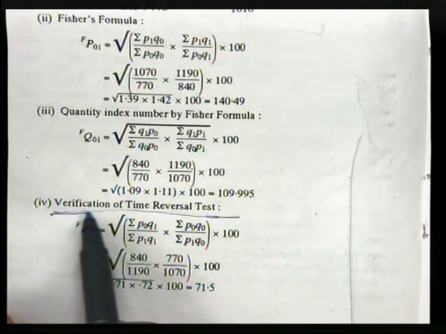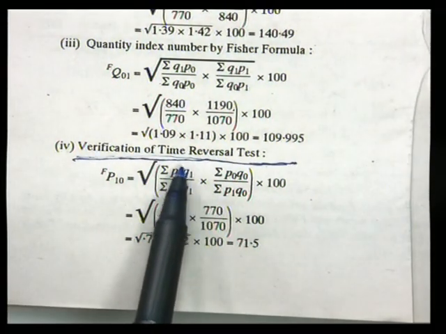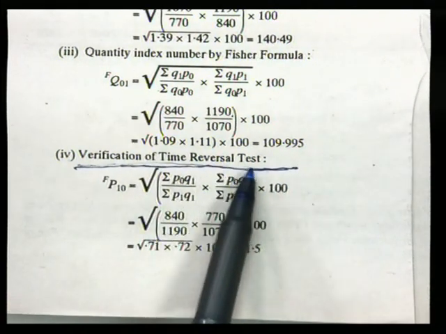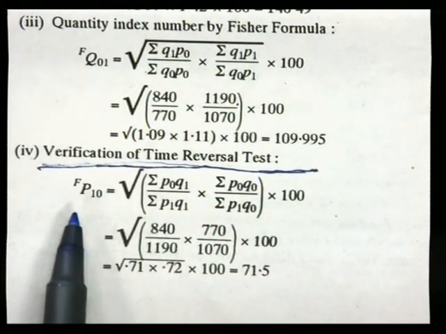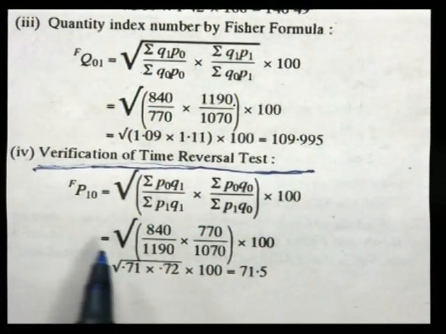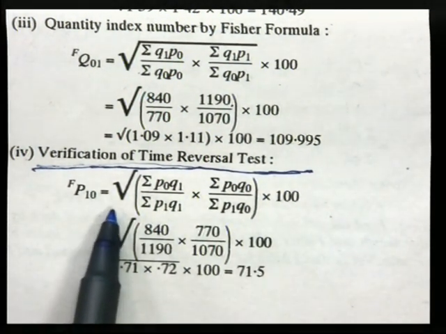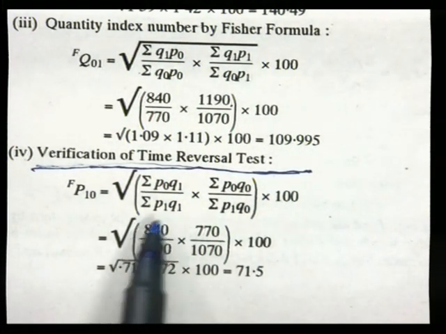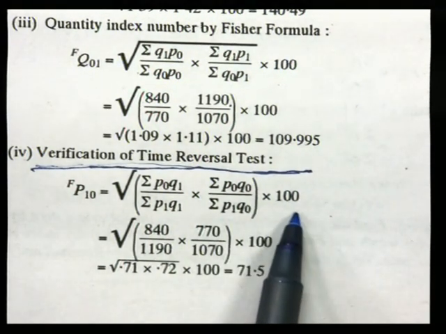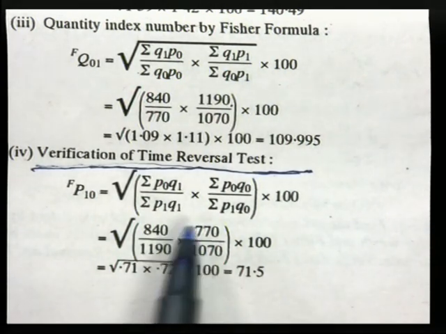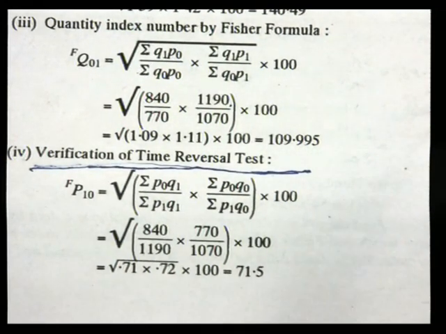Friends, it's very important to remember that for any formula we have to check whether it satisfies TRT and FRT or not. Let us verify this first of all for Fisher's formula. We first write down Fisher's formula for price index number P10, that is square root of sigma P0 Q1 upon sigma P1 Q1 multiplied by sigma P0 Q0 upon sigma P1 Q0 into 100. Substituting the available figures from the data, the answer is 71.5.